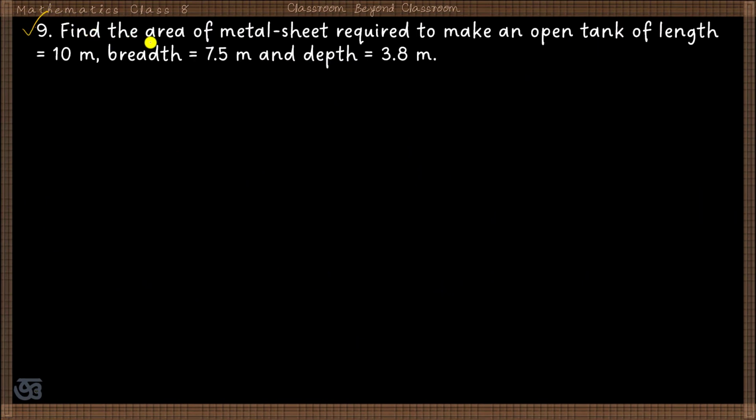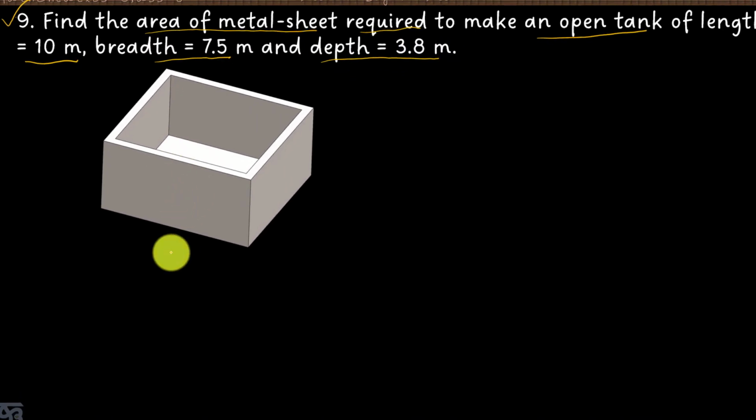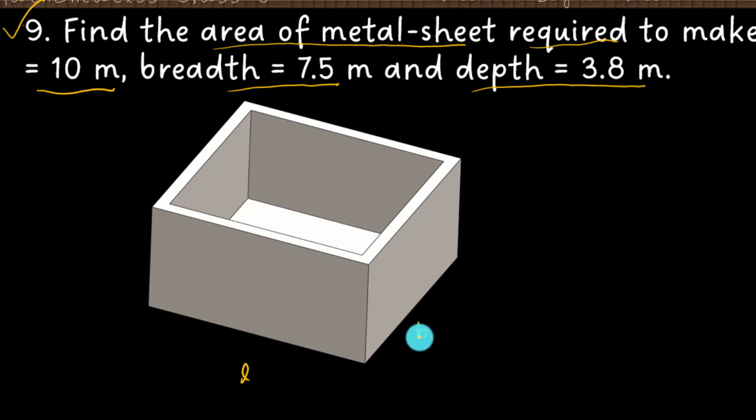Question number 9. Find the area of metal sheet required to make an open tank of length 10 meter, breadth 7.5 meter and depth 3.8 meter. This is an open tank. Suppose the dimensions are L, B and H, length, breadth and height. So here we have to find out the metal sheet required. So we need to find out the surface area of this box without the top surface. So there are 5 surfaces: the bottom surface, the front surface and the back surface, and the left side and right side surfaces.